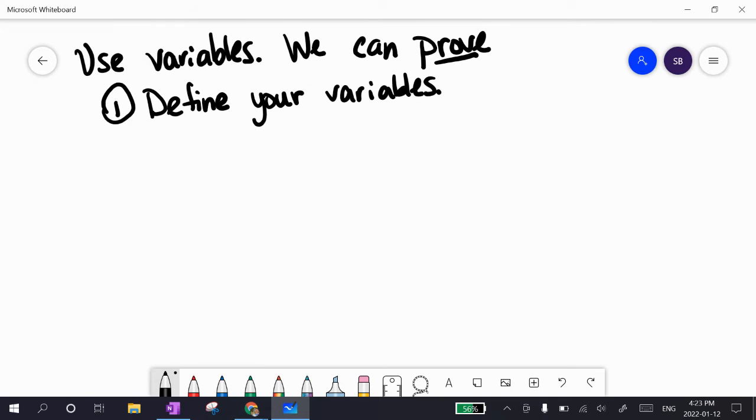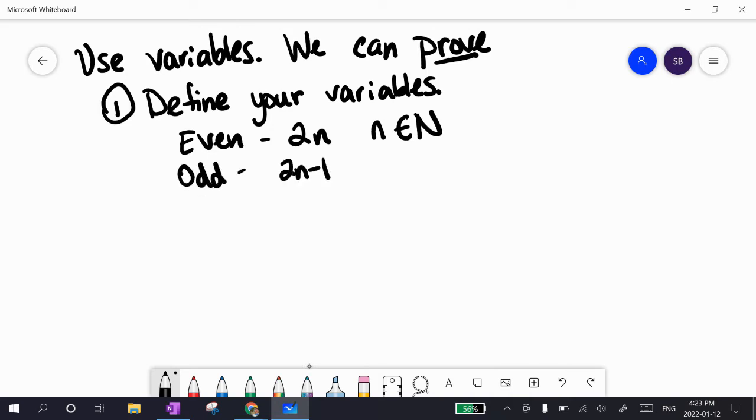So we can define even numbers as 2n, where n is any natural number. We can define odd numbers as 2n minus 1, again, where n is any natural number.